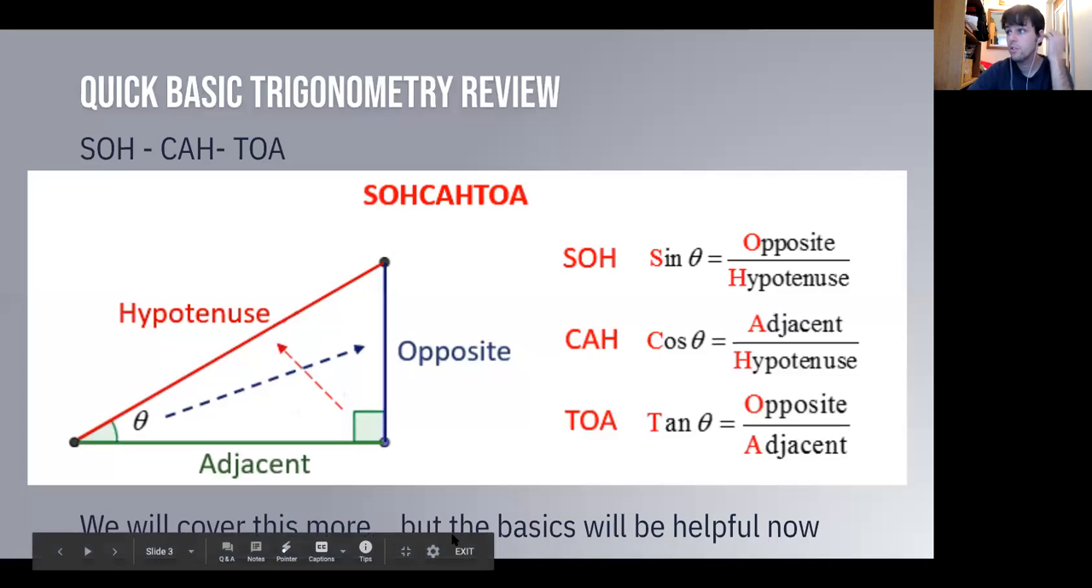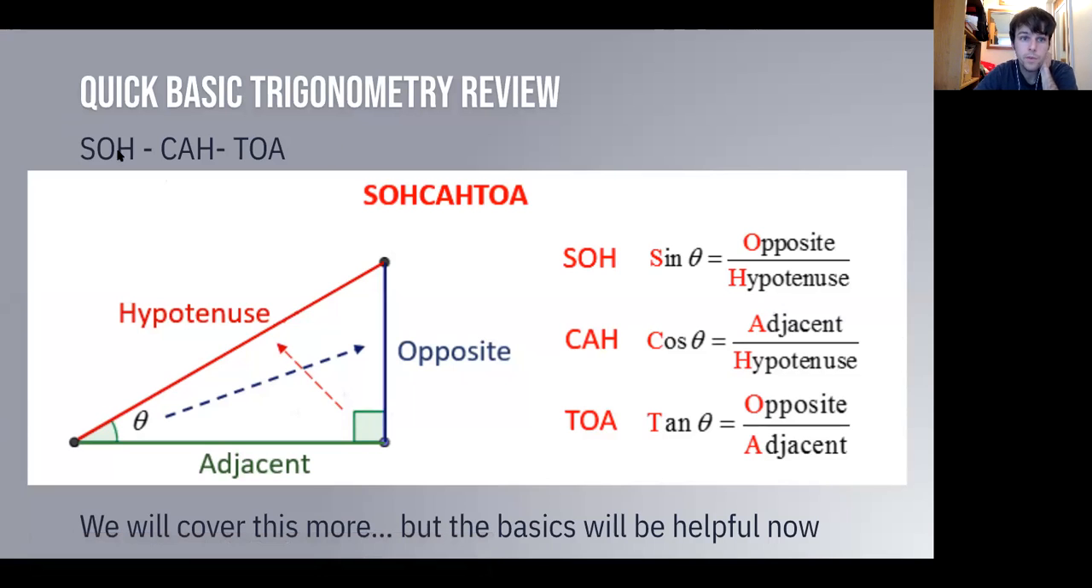Some quick basic trigonometry review. We're talking about stuff you learned in your geometry class. Hopefully you remember the mnemonic device for which sides of the right triangle go with which trig function. So we have SOHCAHTOA. Remember, SO stands for that the sine of an angle is equal to the opposite over hypotenuse. Cosine of an angle is equal to the adjacent over hypotenuse, and then tangent of an angle is equal to the opposite over adjacent.